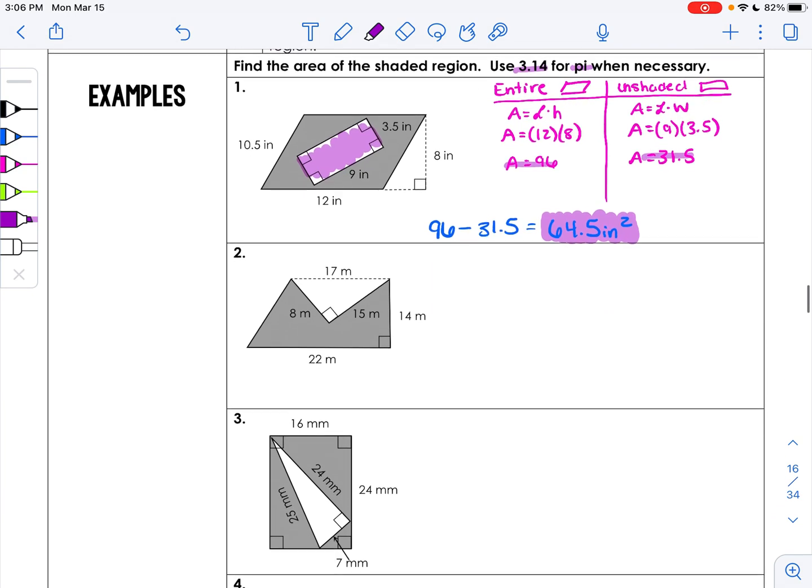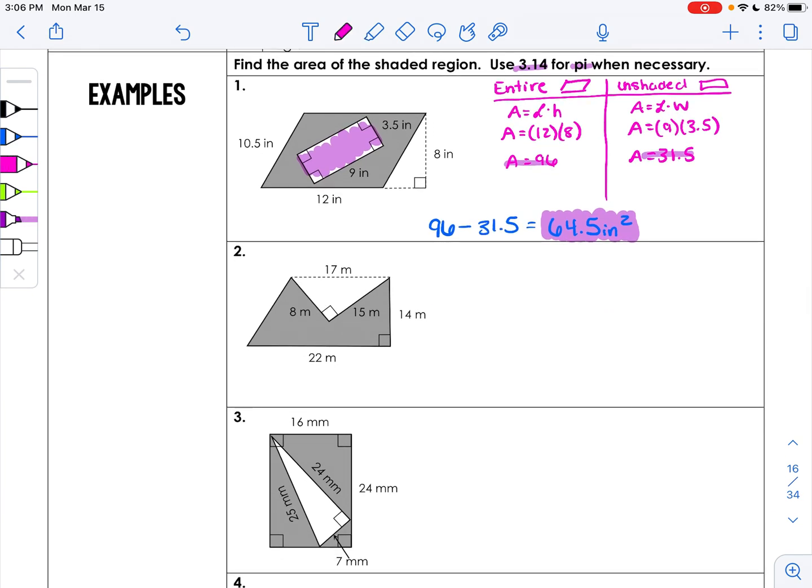I'll take a look at number 2. Again, we want to set up our workspace. We want to take a look at the entire shape. And if we look at that entire shape, what you see is we have 2 parallel lines, which help us make a trapezoid. So our entire shape is going to be a trapezoid. And then our unshaded, if I take a look at the unshaded part, we have a triangle.